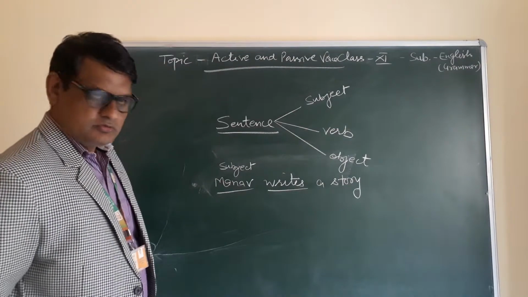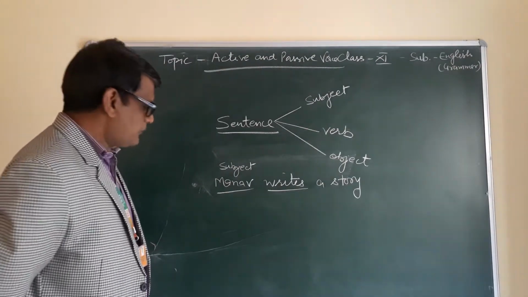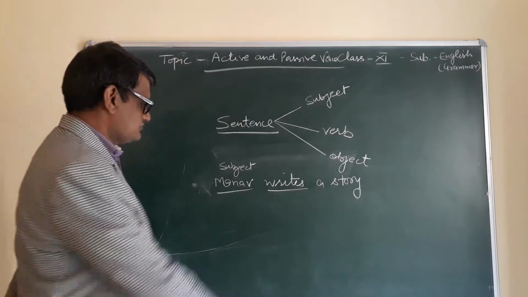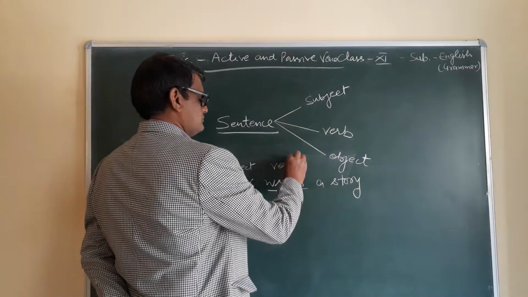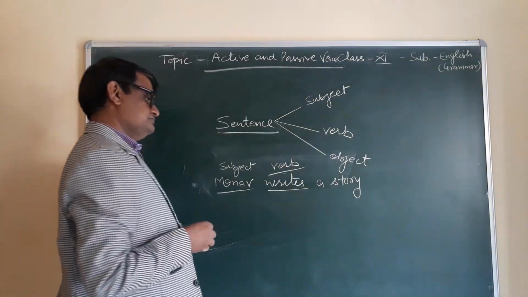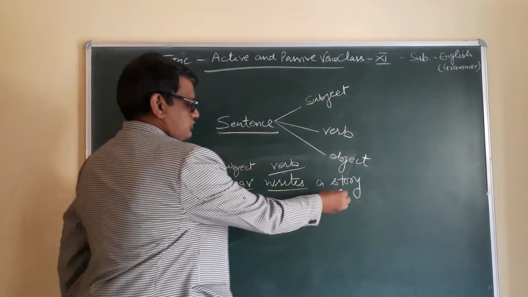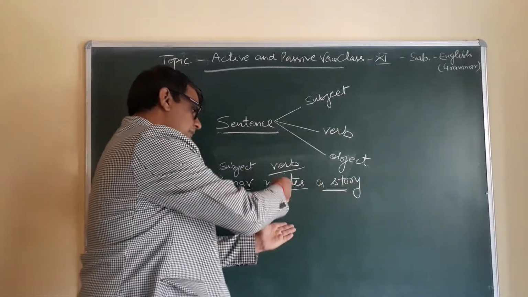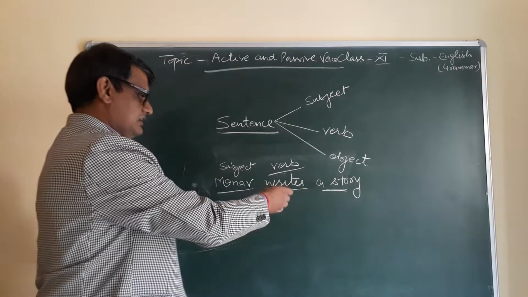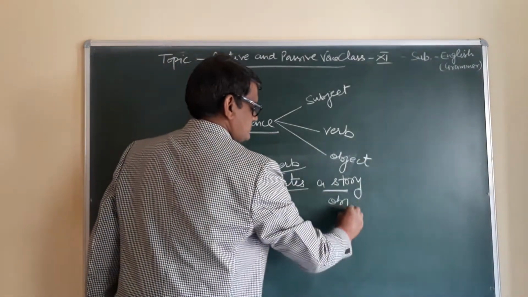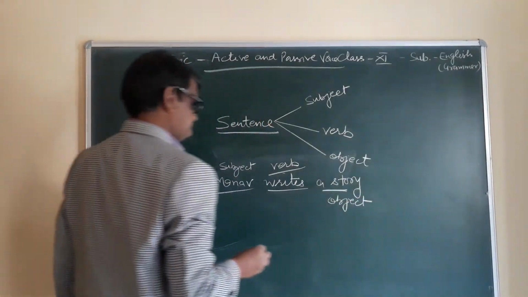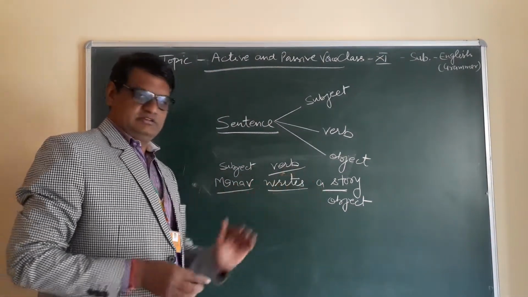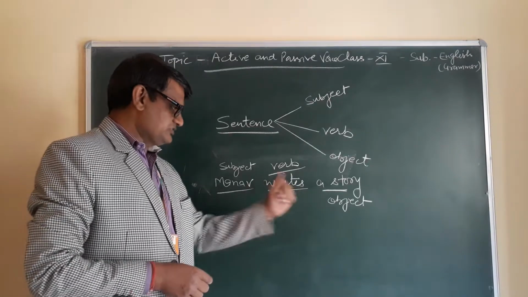What does he do? He writes. He performs the action, and the action is writing. That's why it is called the verb. And then, a story. A story is governed by the verb, so it is called the object. What does Manav write? A story. So it is the object in the sentence.